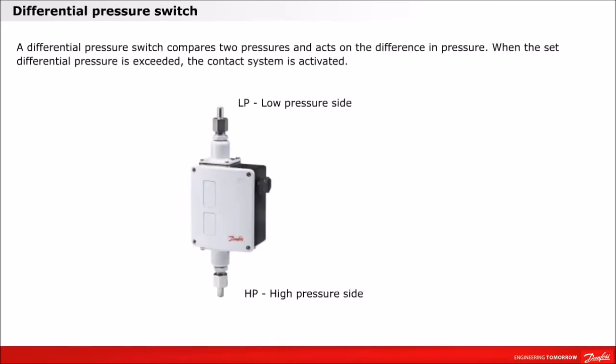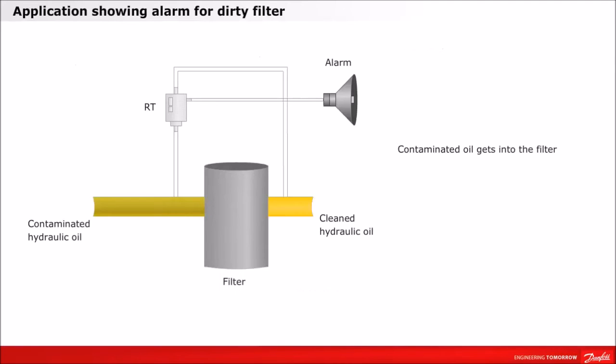A differential pressure switch compares two pressures and acts on the difference in pressure. On the following pages, you can see a differential switch application and the contact function for falling pressure. Let's take a look at an alarm application for a dirty filter showing rising differential pressure.